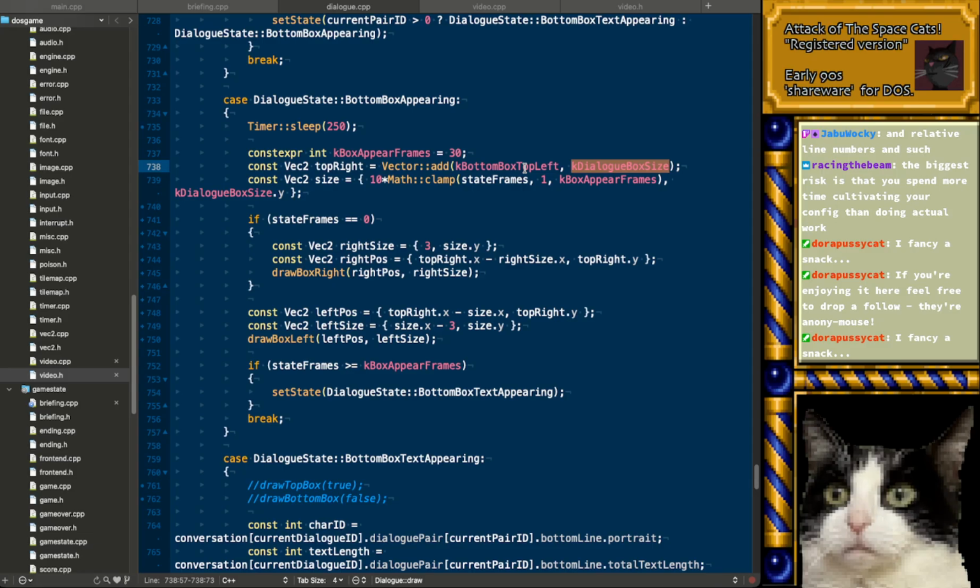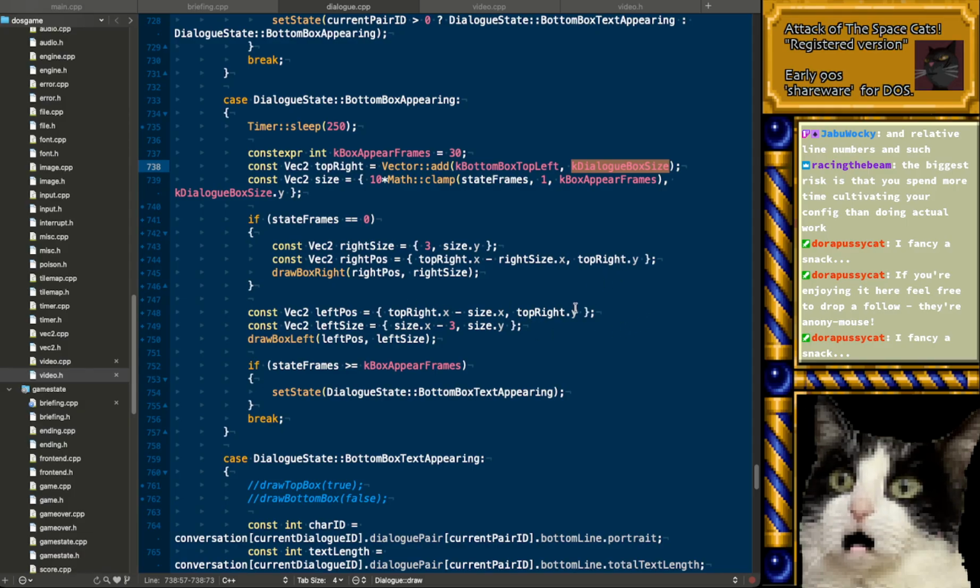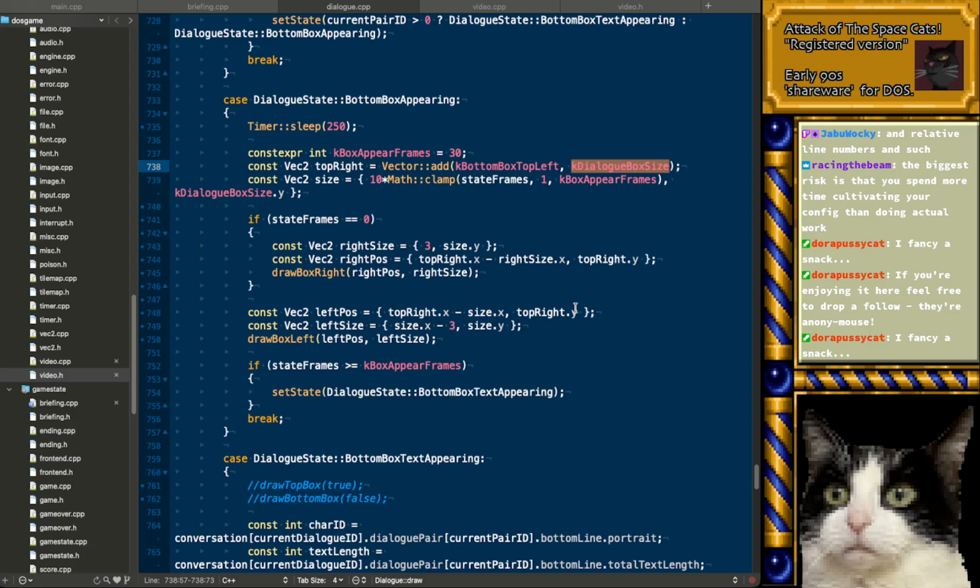Whatever. Position is top right, top right. Is that not correct? Sure, it doesn't appear to be. So top right Y is all the way down there. Why is that? Anyway.